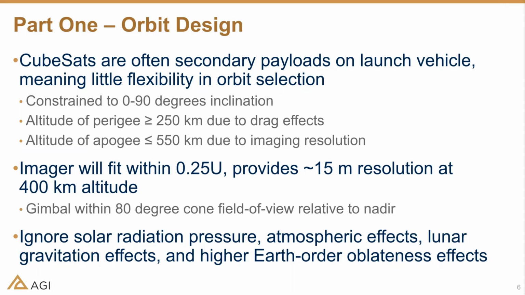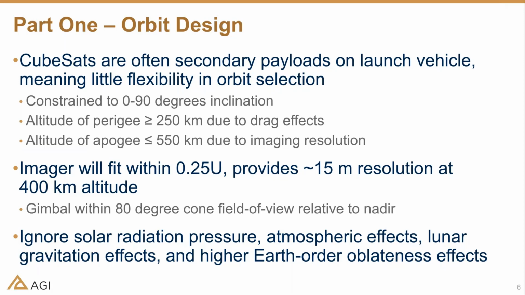And the way we'll be modeling this is that we are going to simplify our orbit, and we're going to ignore solar radiation pressure, atmospheric effects, lunar gravitational effects, and higher order Earth oblateness effects. However, because this is all done in STK, once we have derived our final orbit, we can always add those conditions back in. Now that we know the scope of our mission, let's get started.